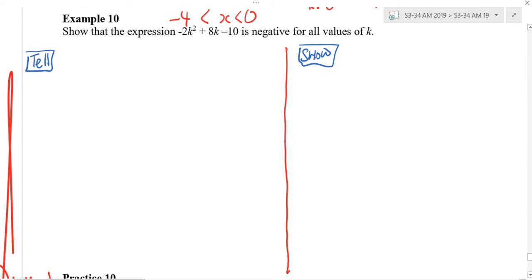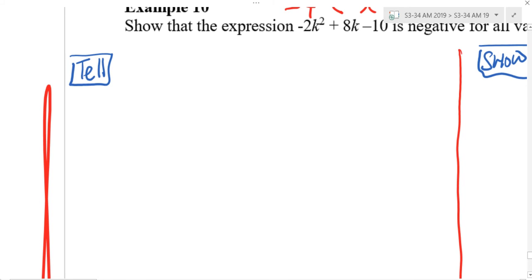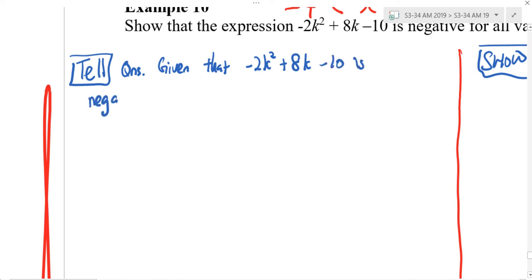So first, tell. Tell means the question will look like that. Can you write down the question? So I go to tell. Tell question: Given that negative 2k squared plus 8k minus 10 is negative, find the range of k.